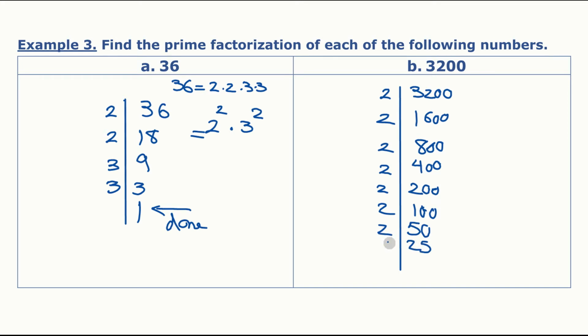So now we have to go to what? To 5. So 25 divided by 5 is 5. And then finally, what's the smallest prime number that goes into 5? Well, that's prime, so it's going to be itself, and we get 1. Now we're done. And look, we have this beautiful prime factorization of 3200.